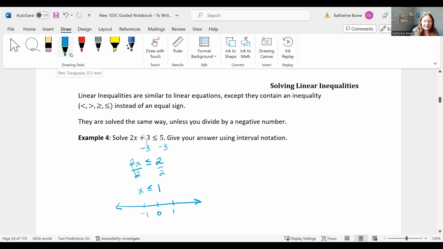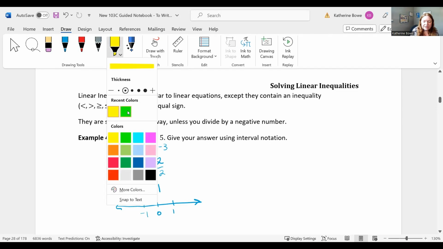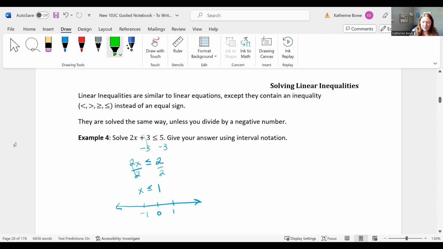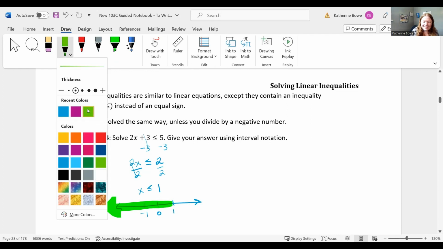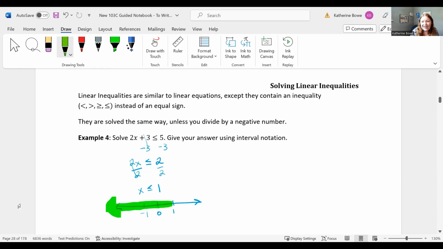So my value that I'm going to be including here, I'll try to use this one, see how it goes. I want everything less than 1. So that's going to be all of this. And then I need to consider whether I'm going to include or exclude 1. And I have a less than or equal to symbol there. So that means it's going to include the 1.